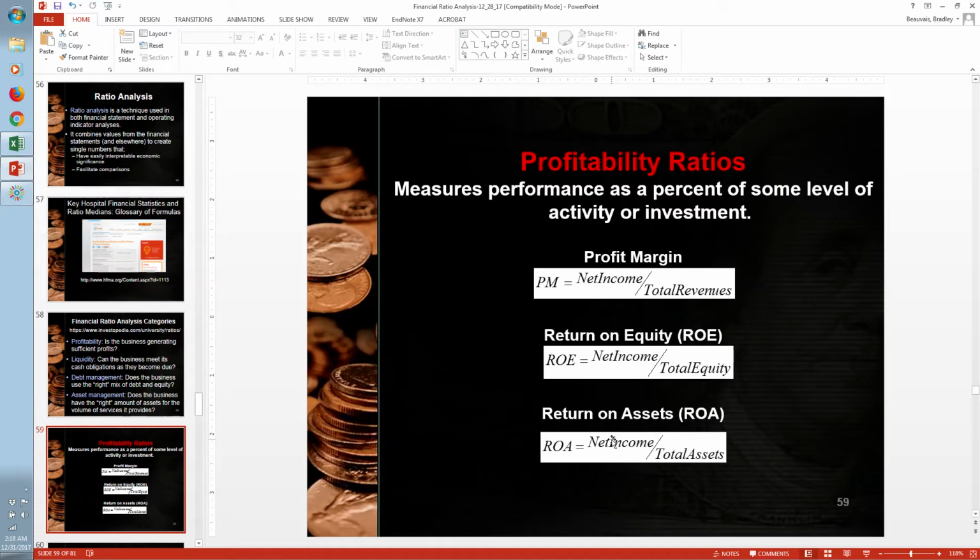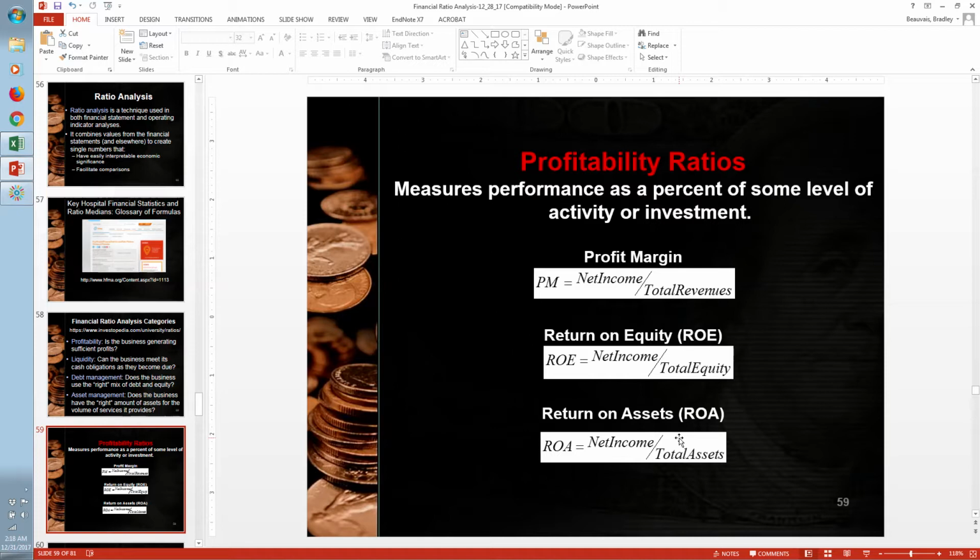We've got three listed here: profit margin, return on equity, and return on assets, universally used across all industries. But it's also important, and this goes back to some of my earlier discussions, that financial ratios do not operate in a silo. You don't just talk about the balance sheet in isolation from the income statement or the statement of cash flows.